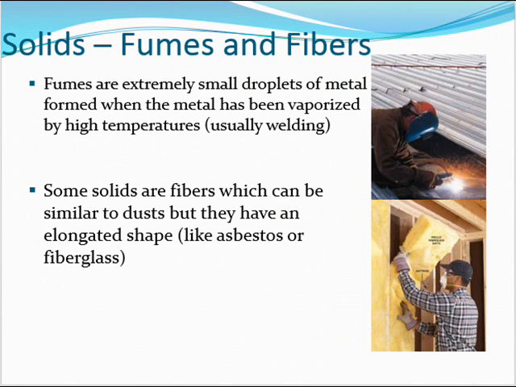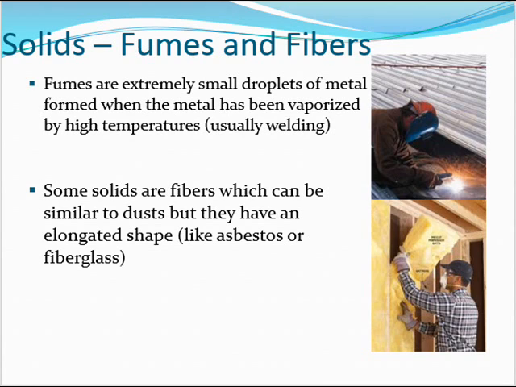Solids, fumes, and fibers. Fumes are extremely small droplets of metal formed when a metal has been vaporized by high temperatures, usually welding. Some solids are fibers, which can be similar to dust, but they have an elongated shape, like asbestos or fiberglass. Metal fumes are formed during welding. Because of their tiny size, they are easily inhaled deep into the lungs and can be absorbed by the bloodstream.